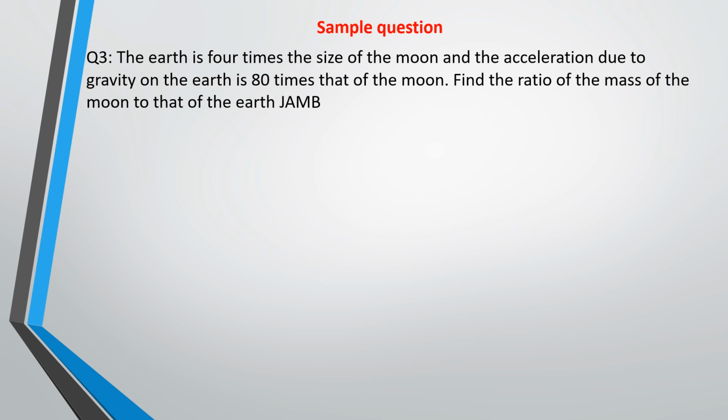Okay, so this one says that the Earth is 4 times the size of the Moon, and the acceleration due to gravity on the Earth is 80 times that of the Moon. Find the ratio of the mass of the Moon to that of the Earth. So what we'll be looking at here is the mass of the Moon and the mass of the Earth.